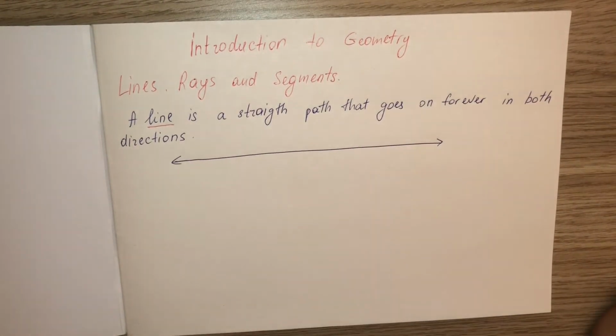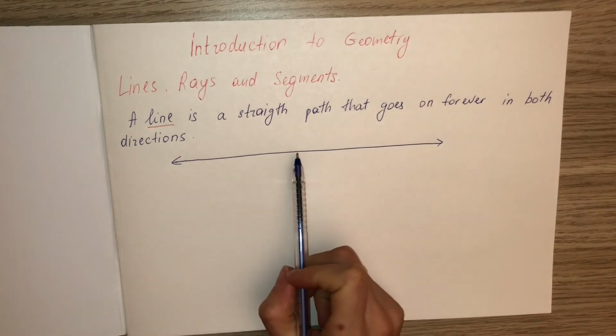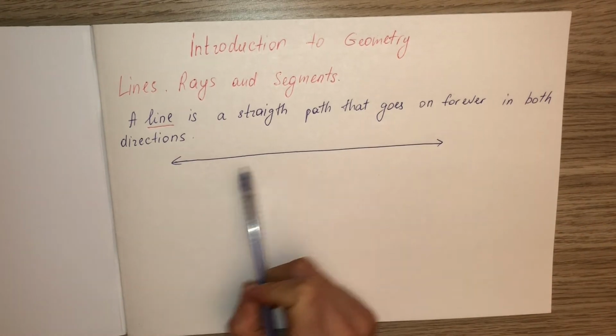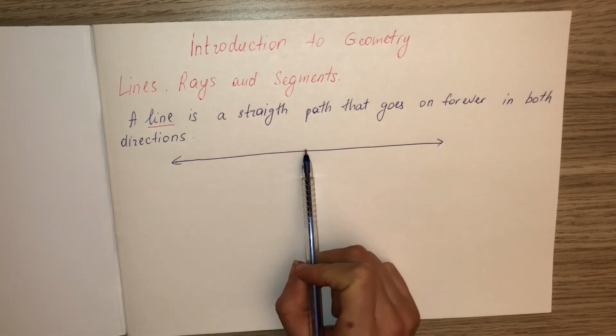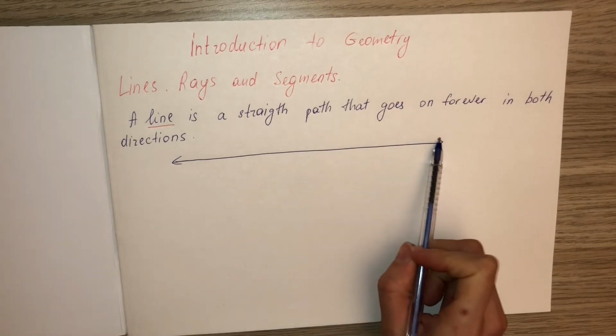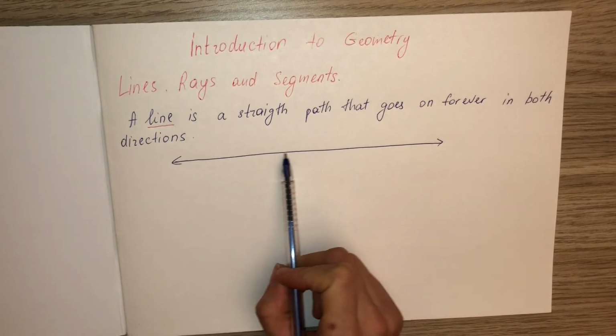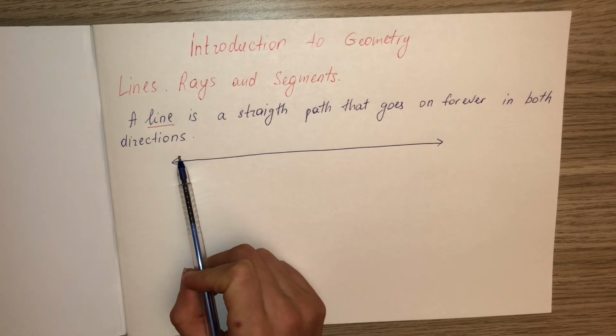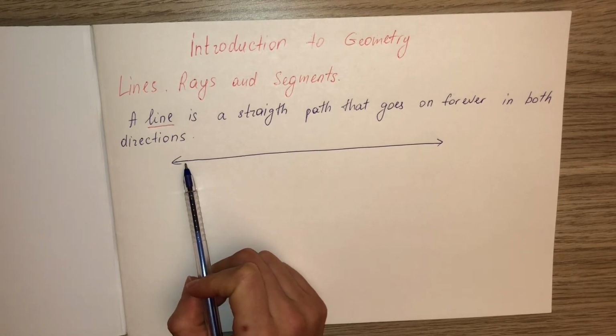Today we will start with geometry. So, let's start with lines. A line is a straight path that goes on forever in both directions. As you see from our given example, this is a line. This goes on forever in this direction and also goes forever in this direction.